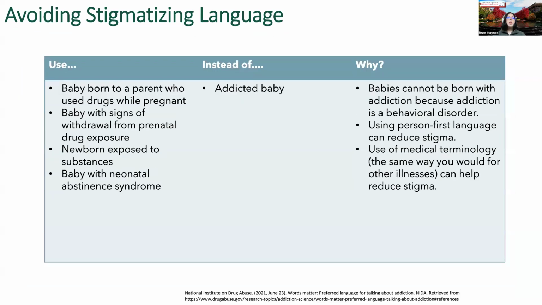And this one is important because babies cannot be born with addiction. Addiction is a behavioral disorder, so babies by definition cannot have it. So we don't want to say things like addicted baby. Instead, we want to say things like baby who was exposed to substances, baby with neonatal abstinence syndrome, baby born to a parent who used drugs while pregnant, things like that. This is another one that's a reflection of medical accuracy.